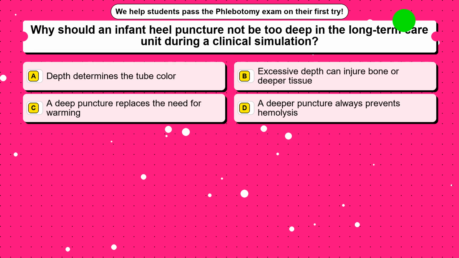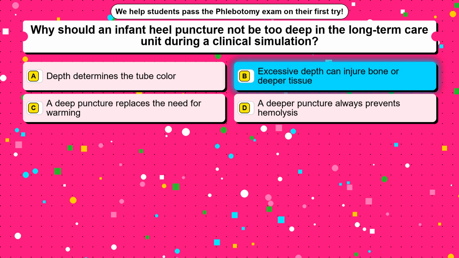Question 50. Why should an infant heel puncture not be too deep in the long-term care unit during a clinical simulation? Option A, depth determines the tube color. Option B, excessive depth can injure bone or deeper tissue. Option C. A deep puncture replaces the need for warming. Option D. A deeper puncture always prevents hemolysis.